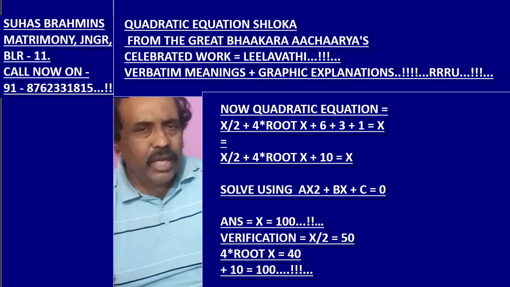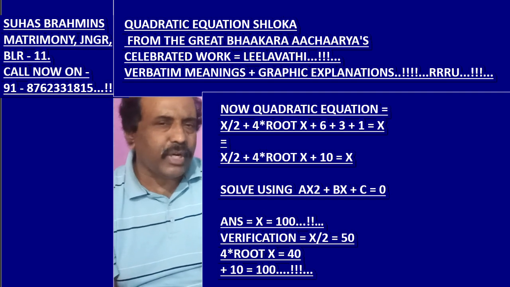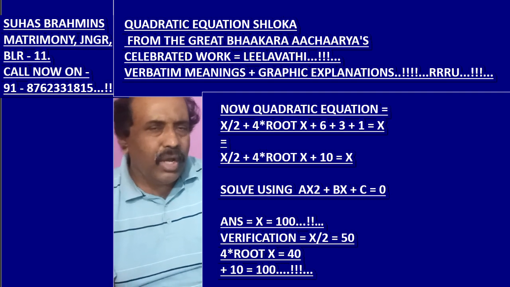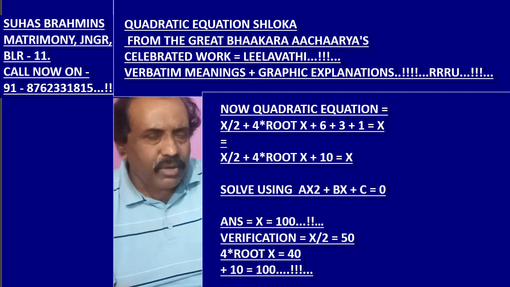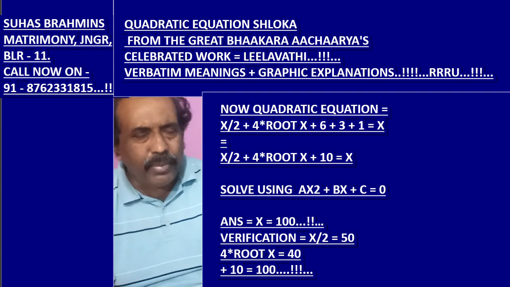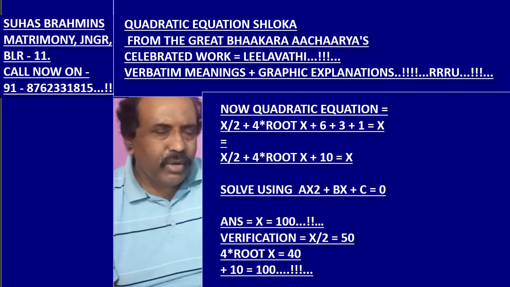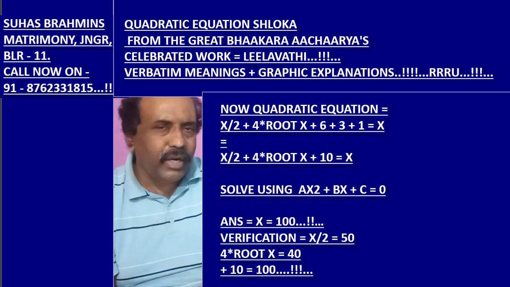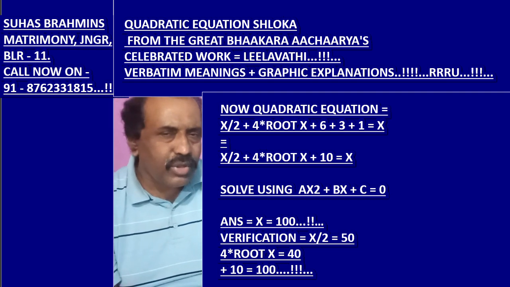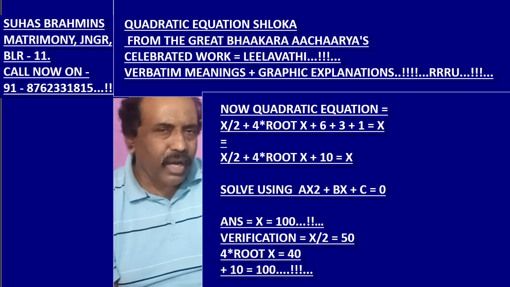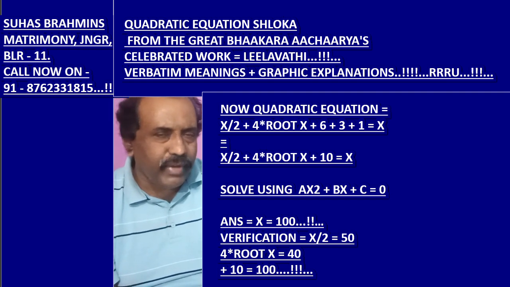Solve this, you will arrive at the format ax squared plus bx plus c is equal to 0, wherein x is equal to minus b plus or minus root b squared minus 4ac by 2a. Apply this formula, the answer is 100. So you can verify this. If 100 arrows were used by Arjuna to kill Karna, if the answer is correct, come on, we will verify this.